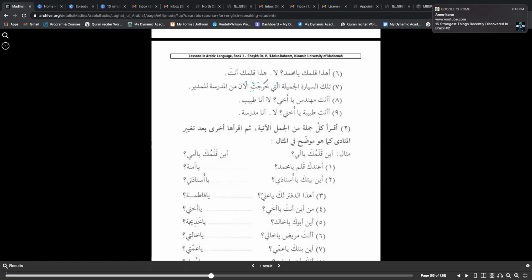تلك السيارة الجميلة التي خرجت الآن, which went out now, or departed, left now. من المدرسة, it left now from the school. للمدير, it belongs to the mudir. So remember, we went over before, when you have this lam al-milkiya and it connects to a word which has an alif lam, you lose the alif altogether. The alif just disappears, and the sound merges straight with the lam from the alif lam. It's as if that alif never existed. So it just becomes lil mudiri. So it belongs to the mudir.